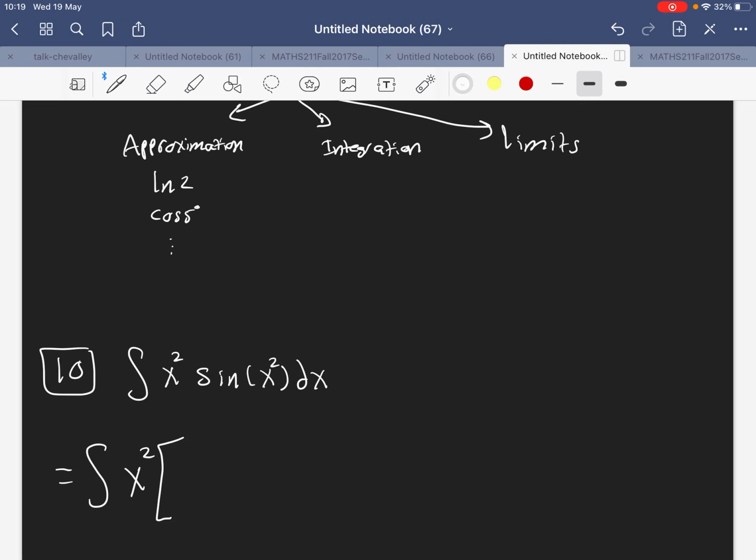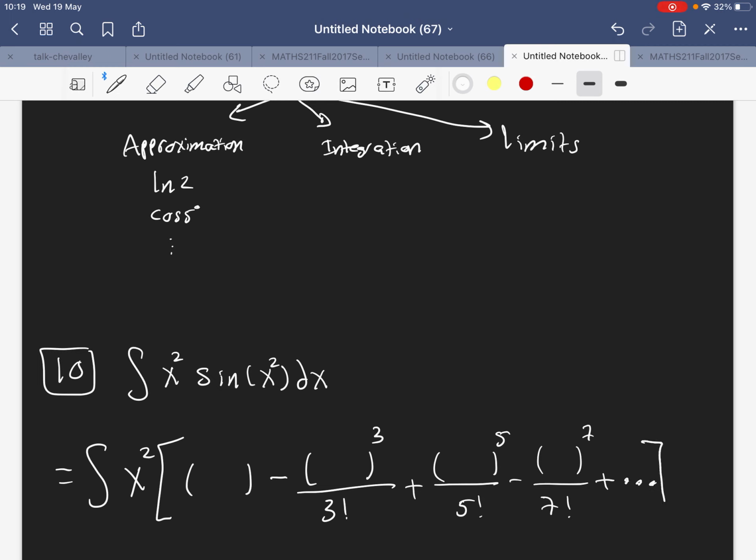So I need to write the Maclaurin series for the sine. If you remember, the sine is the one that has the odd powers of x. So it will be something minus something to the power 3 over 3 factorial plus something to the power 5 over 5 factorial minus something to the power 7 over 7 factorial and so on, dx. Now, what do I mean by something? It should be an x, but here my input is not x, it's x squared. So everything here must be x squared: x squared, x squared, x squared, x squared.